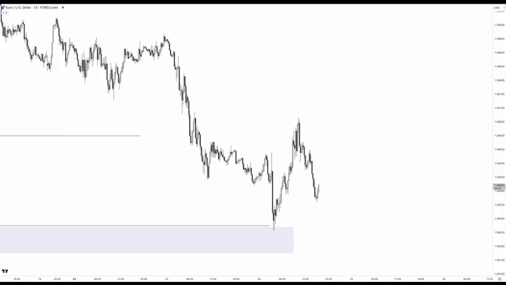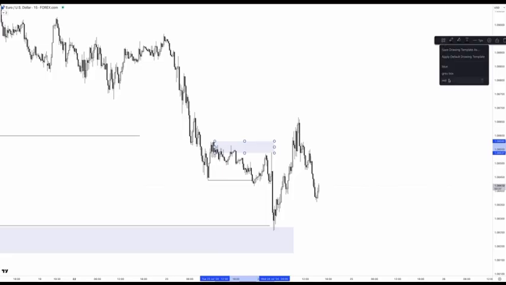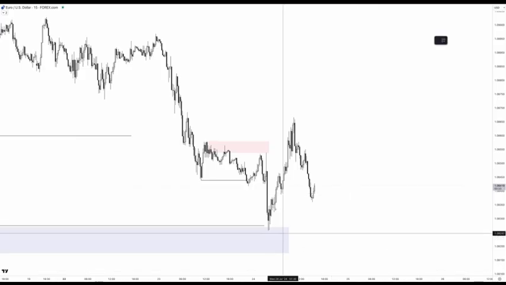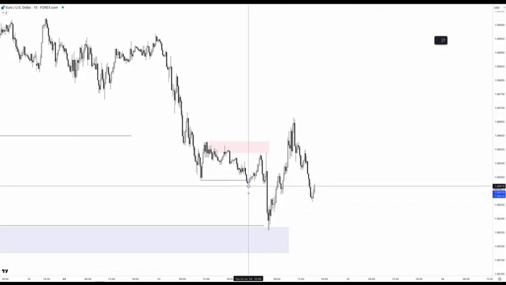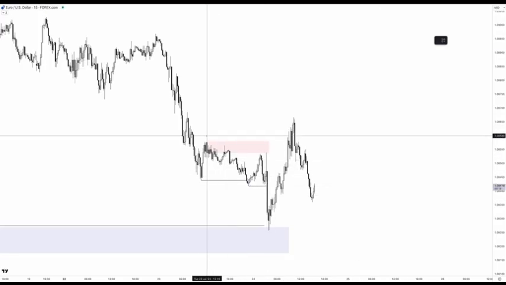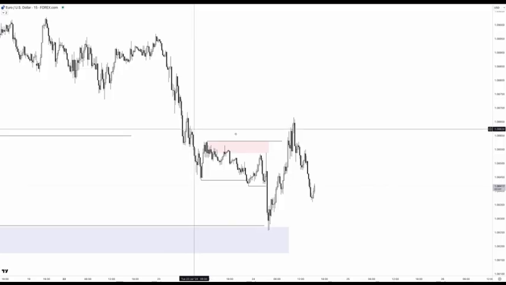Also, there is opposing liquidity. If you can see, the low got swept right here, so that little BOS to the downside. The highs were respected yet again. Let's do red. So there's liquidity sitting above here, and also more liquidity right here.